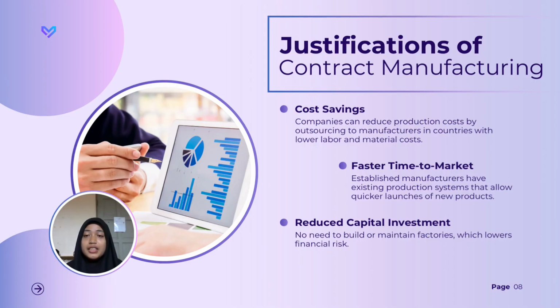Next, I will explain the justification of contract manufacturing. First, we have cost savings. Companies can reduce their production costs by outsourcing to manufacturers in countries where labor and material costs are lower. Second, contract manufacturing allows for a faster time to market. Established manufacturers have existing production systems that allow quicker launch of new products. Third, it offers reduced capital investment. The company doesn't need to build or maintain its own factories.